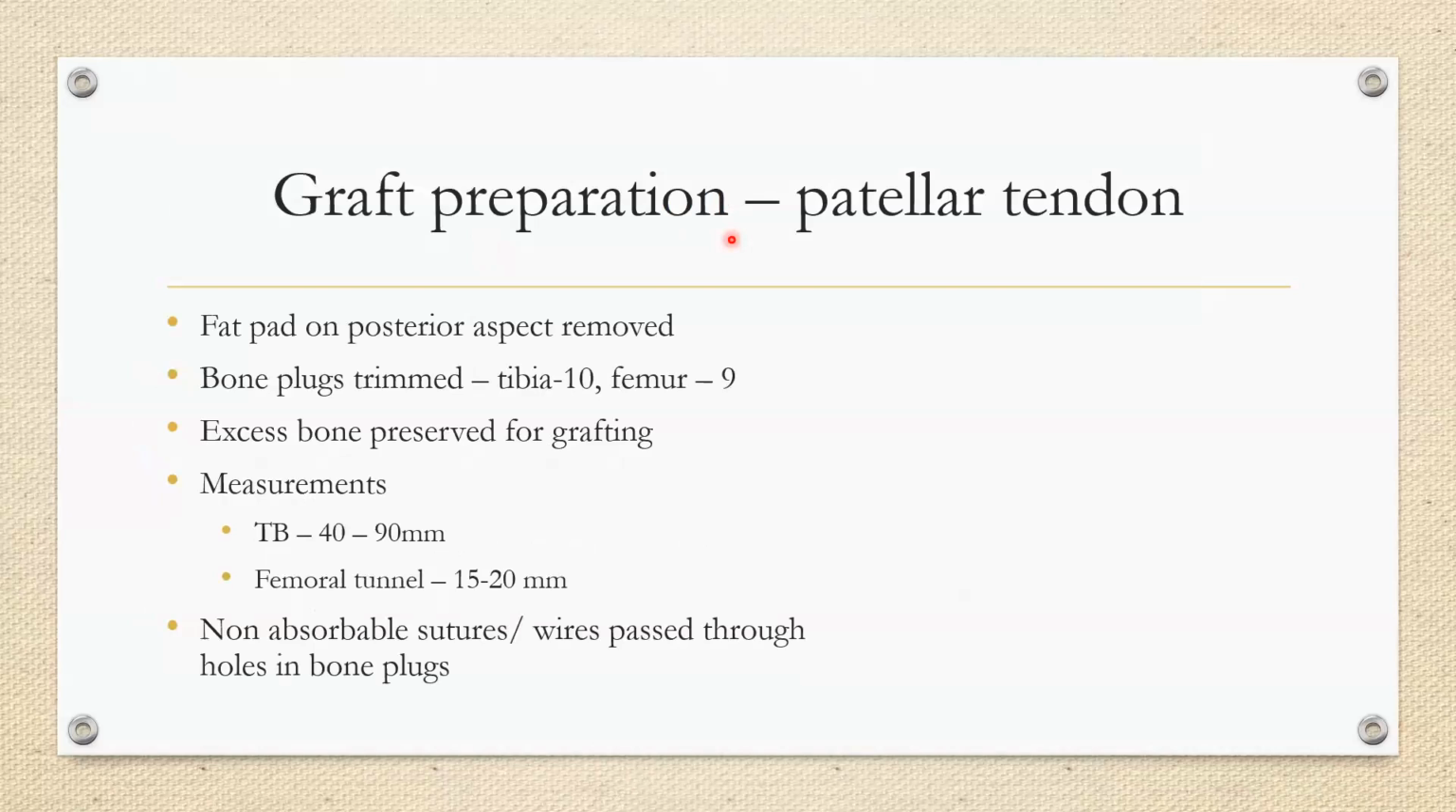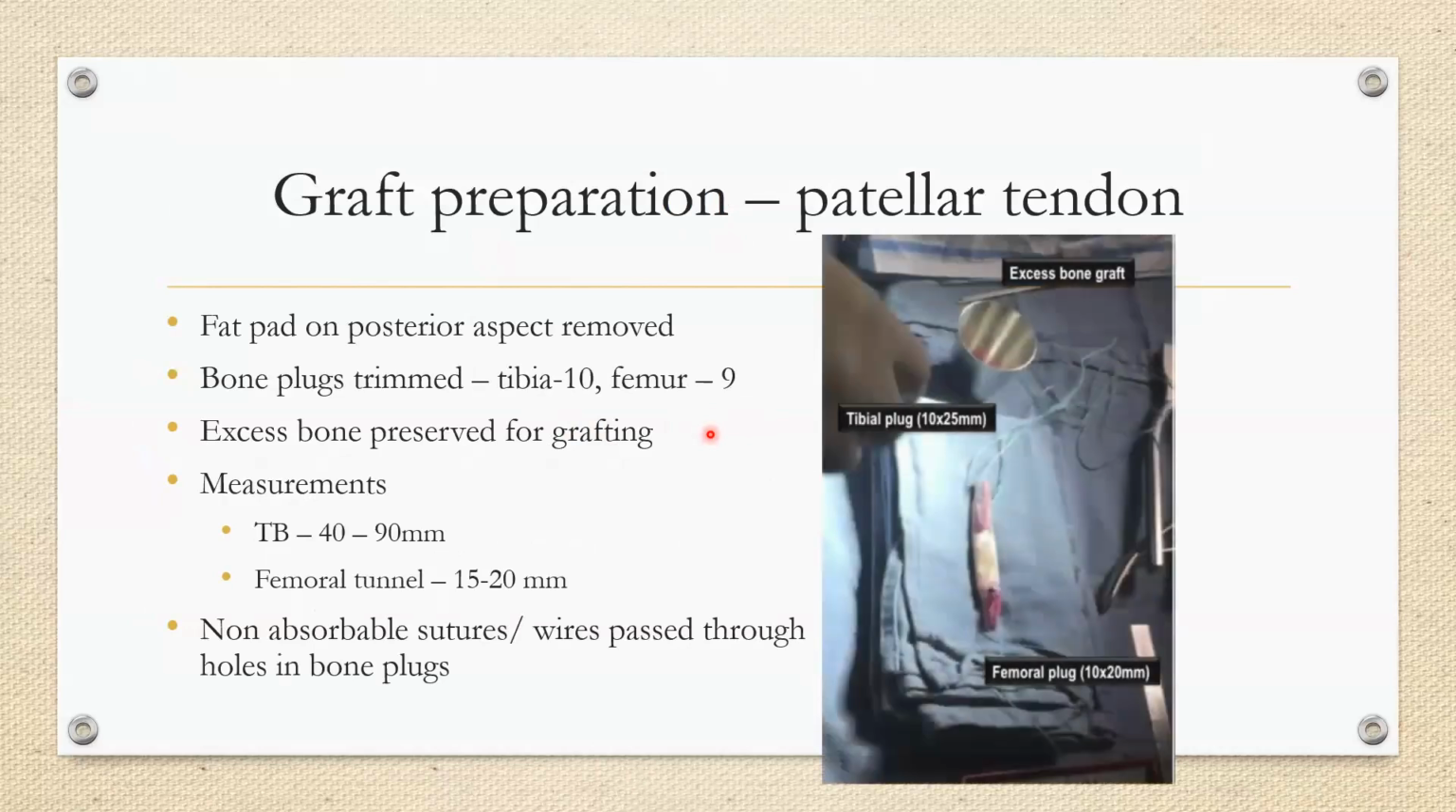Preparation of the graft. Just as with the STG graft, the fat pad and posterior aspect are removed. The bone plug should be trimmed, with the ideal sizing of 10 mm for the tibia and 9 mm for the femur. Excess bone that is removed is preserved for grafting at the harvest site. The ideal measurement for the femoral tunnel plug should be 15 to 20 mm of bone plug. The excess bone graft is preserved.